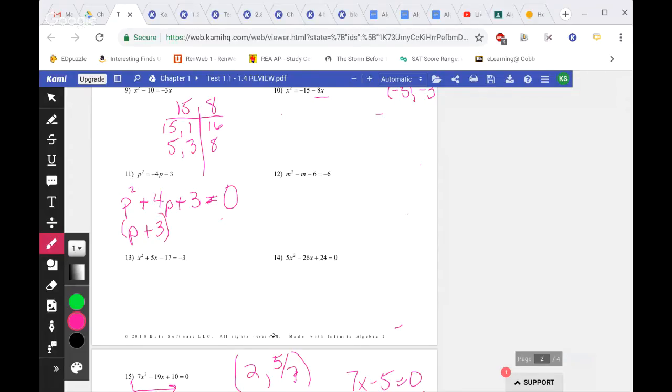P plus 3 and P plus 1, because those are the factors that multiply to give you 3 and add to give you 4. If I'm setting each one of those equal to 0 individually, that gives me P equals -3, and then P plus 1 equals 0 gives me P equals -1. So my answers for this one are -3 and -1. That's your set.